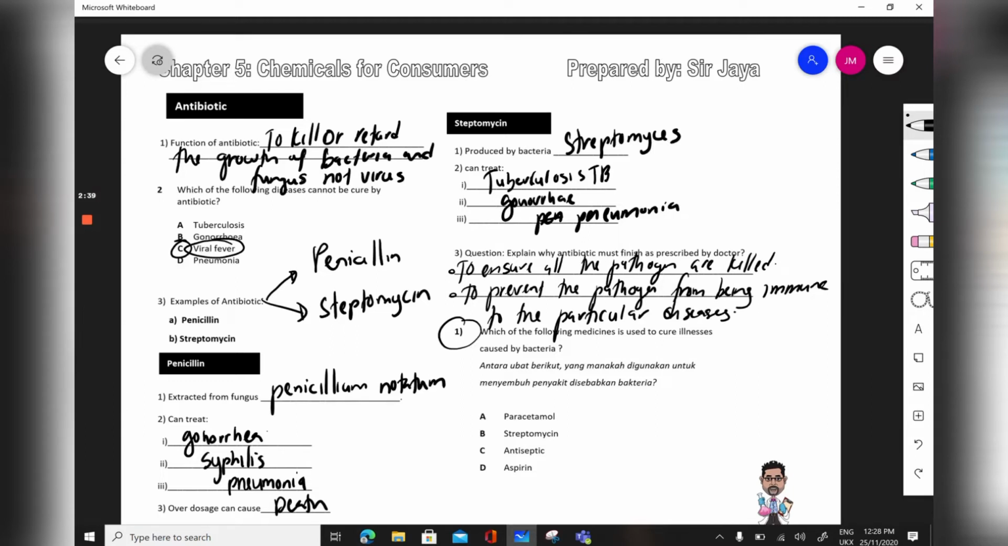Look at question number 1. Which of the following medicines is used to cure illness caused by bacteria? The antibiotic. So under antibiotic, that will be streptomycin. So the answer will be B.